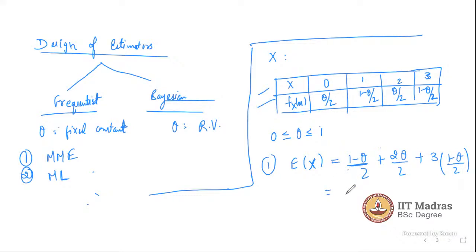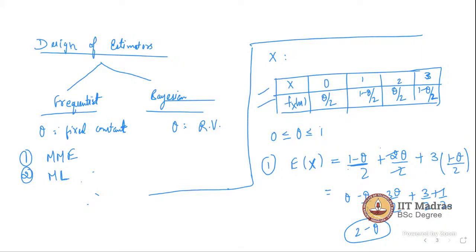If you solve this, you will get theta minus theta by 2 minus 3 theta by 2 plus 3 by 2 plus 1 by 2. This is minus 4 theta by 2, so minus 2 theta, and 4 by 2. So this is 2 minus theta. This is the expected value of x that we got.